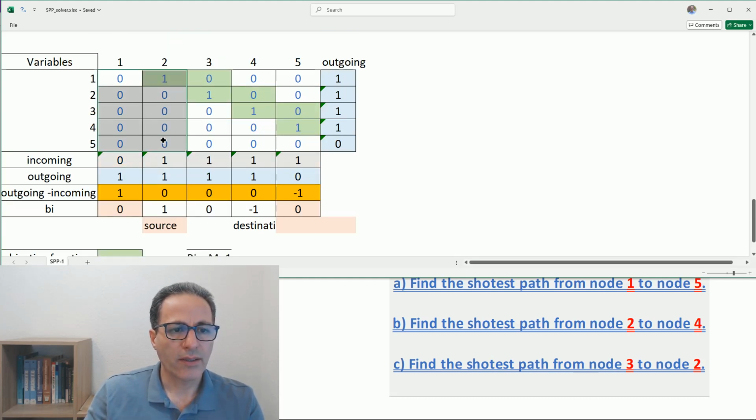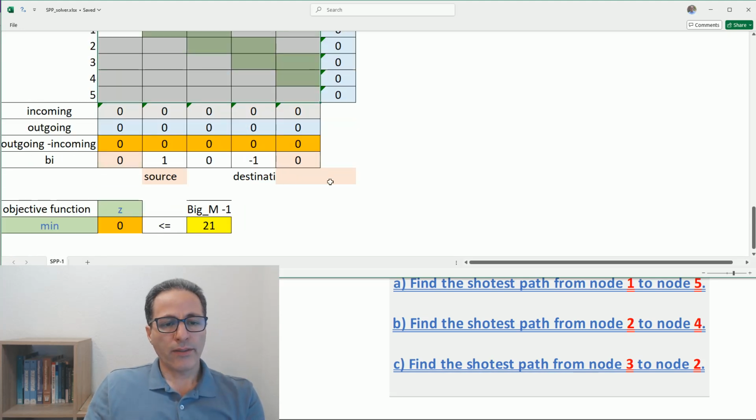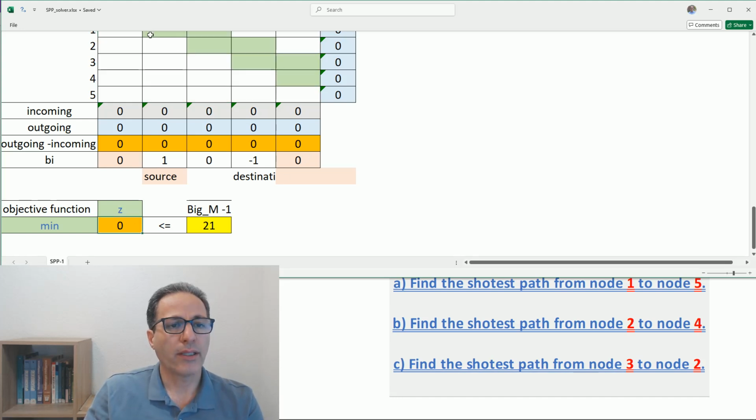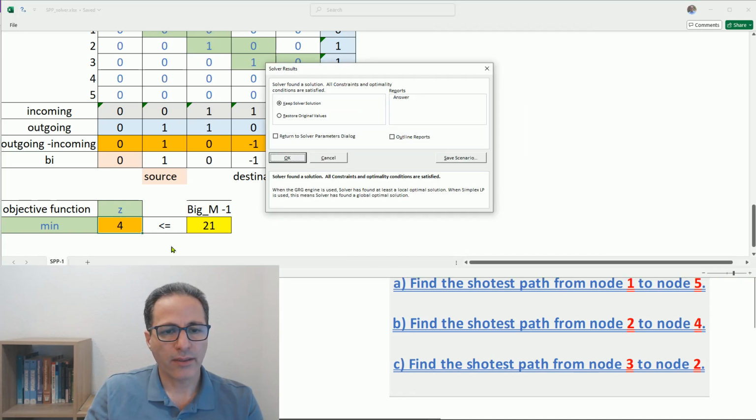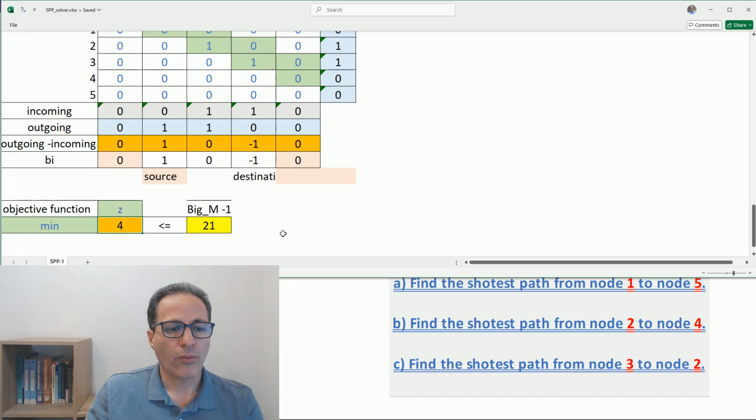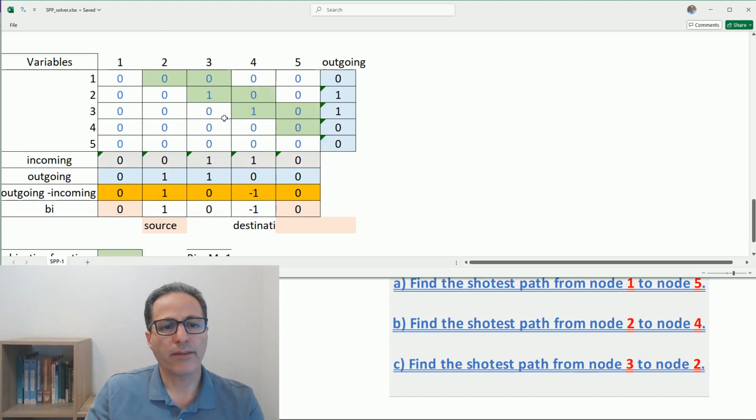Let's remove these things. However, if they are there, still the solver will solve. The change is only in this row. We change the value of bi's. Now we go to solver and solve by the same rules and see that it's going to be 4. And what is the solution? The solution here says that we want to go from 2 to 4. So here we start from 2, and this one says you should go from 2 to 3. And now if I'm in 3, I can go from 3 to 4, and there's no other thing to do.